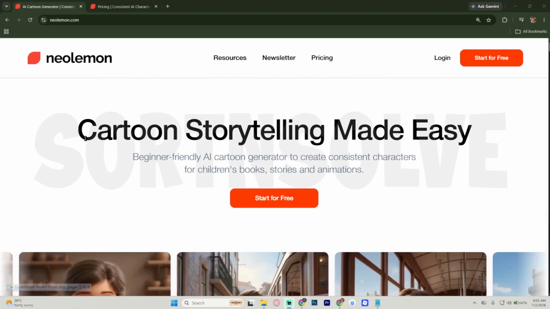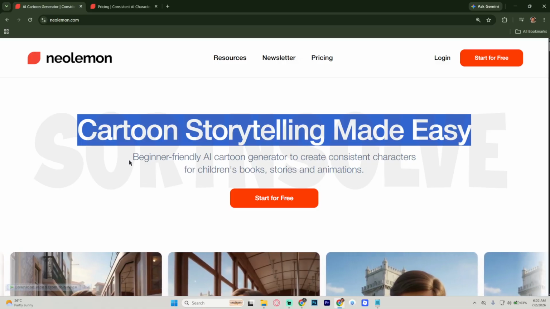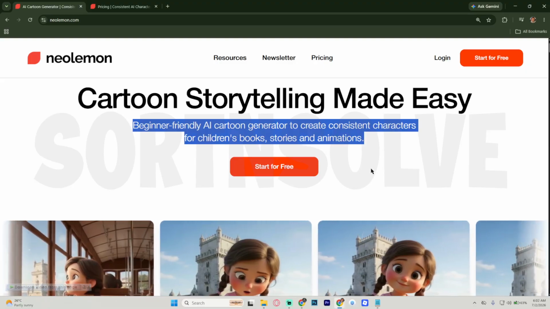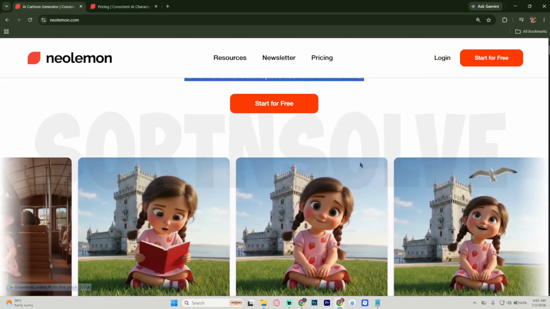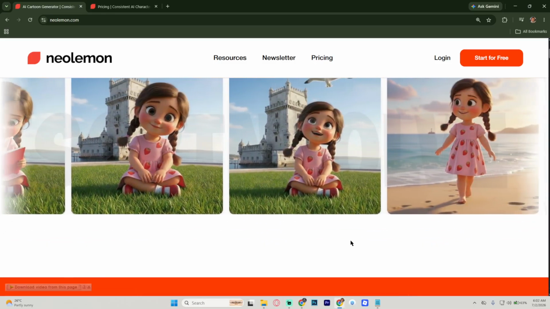Unlike broad, general-purpose image engines that force you to fight for character continuity, Neolemon is engineered around a singular mission, keeping your cartoon characters, outfits, and proportions identical across unlimited scenes.